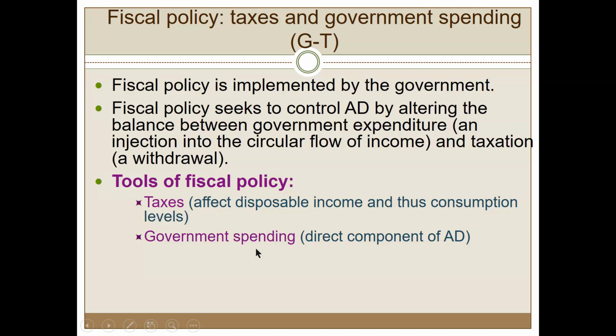In this video lesson, we will consider fiscal policy, how exactly it affects the national economy. Fiscal policy is implemented by the government, and it attempts to control, to change aggregate demand by affecting the balance between government expenditure, which represents an injection into the circular flow of income, and taxation, which represents a withdrawal.